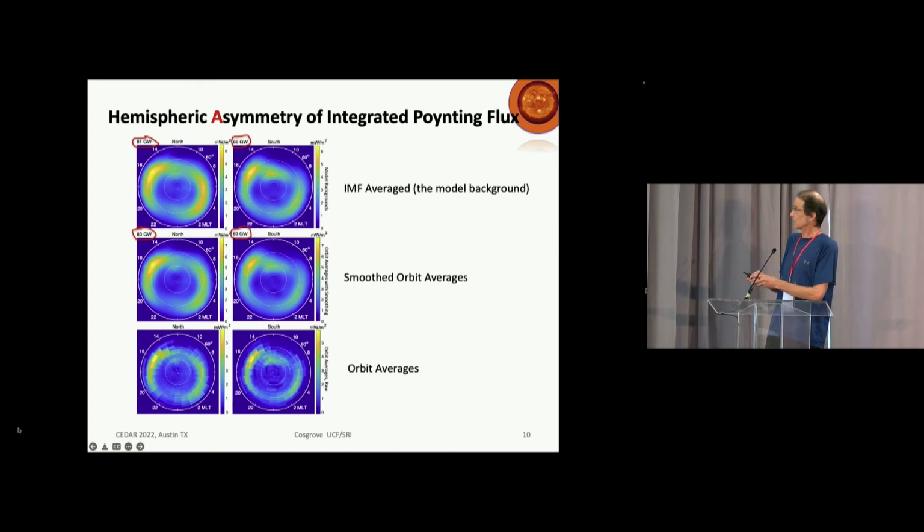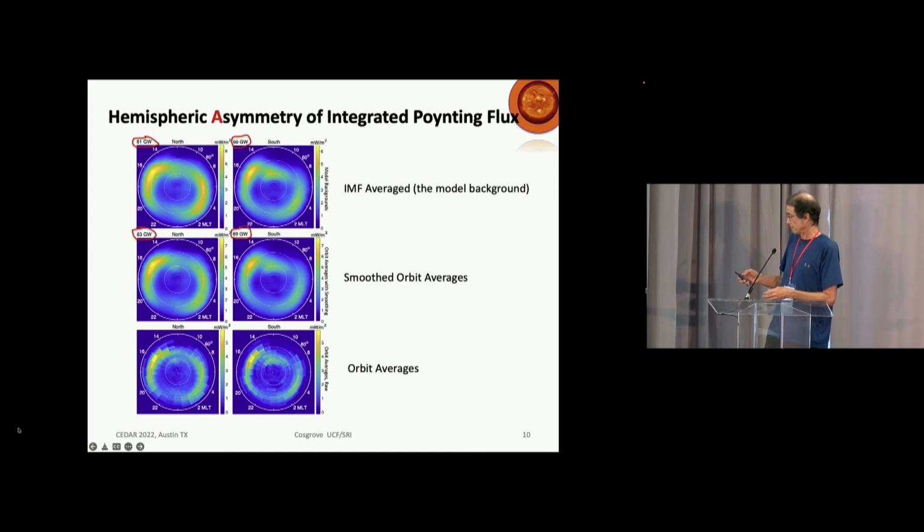First, you can notice this just in the top row, which is the background of the model, so it's sort of IMF averaged. The left column is north, and the right column is south. It's just evident that it was quite a bit larger in the northern hemisphere. This is the hemispherically integrated number. Then I looked at that in just the straight orbit averages, just to make sure I wasn't somehow getting mixed up in my model. The same thing is there; it looks very similar. The bottom row is just the orbit averages without smoothing. There's a smoothing algorithm that I use to make the basis functions.